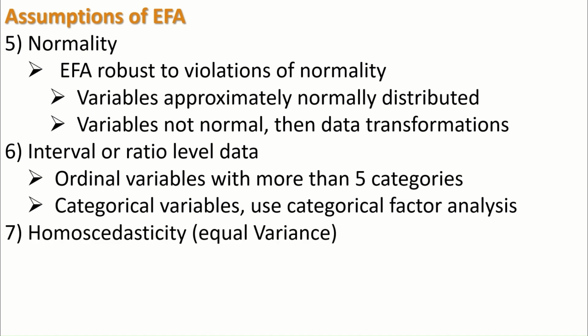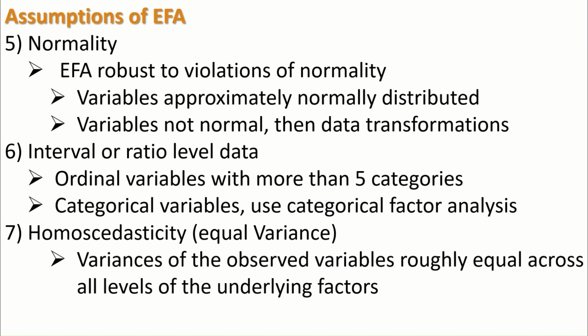The seventh assumption is homoscedasticity, which is equal variances. The variances of the observed variables should be roughly equal across all levels of the underlying factors. The eighth assumption is that there are no outliers. Outliers are extreme high or low values within the data.